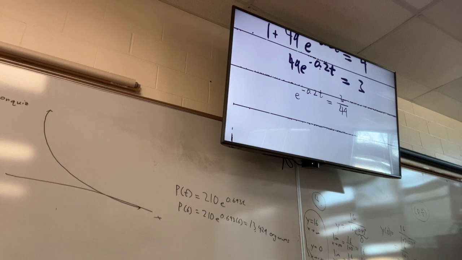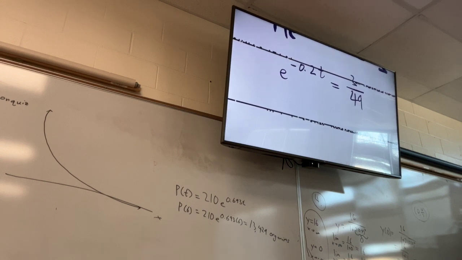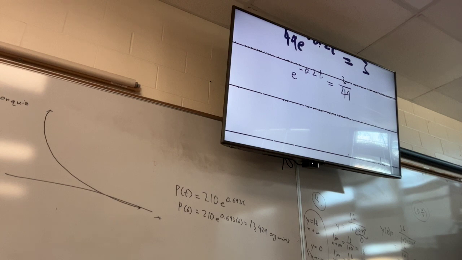Who said Ellen? Yeah, that's right. So to break the t outside of this e, right? So e is the exponential function, right? E is the exponential. What's the opposite? What undoes an exponential?